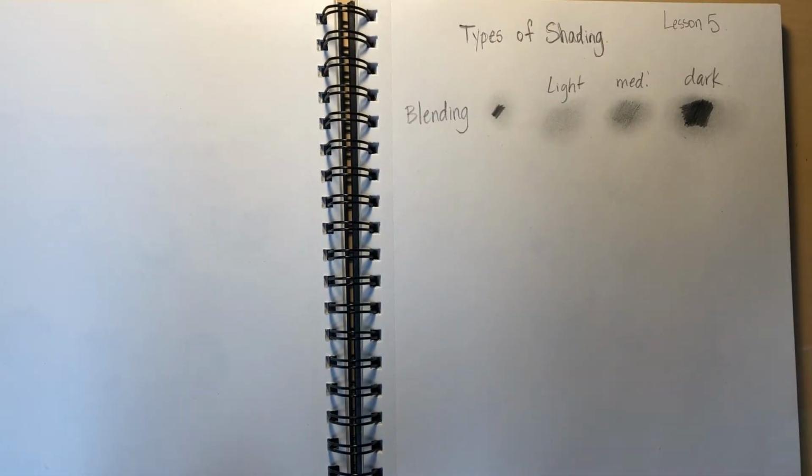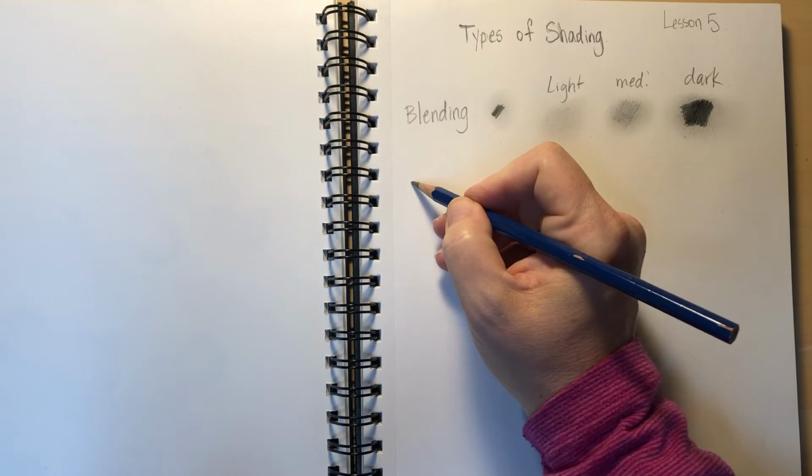All right, and so that's blending. And as I said, that's often used for a nice smooth texture. So if you had a nice sphere that was made out of glass or made out of mirror, that kind of thing, or if you had a tabletop, anything that's smooth, you might want to use blending. So that's our first type of shading. Next, we're going to look at hatching.